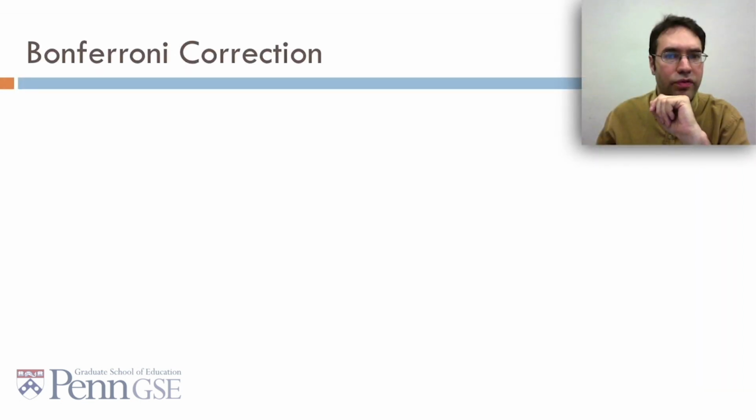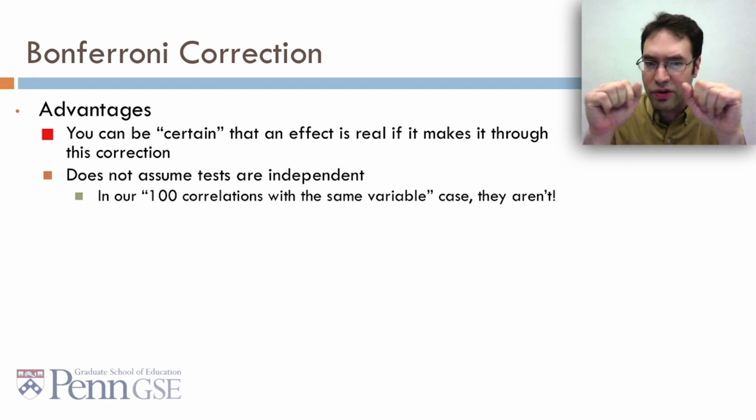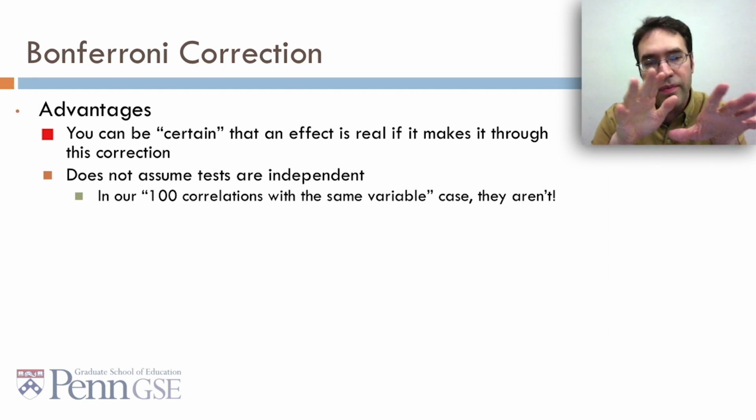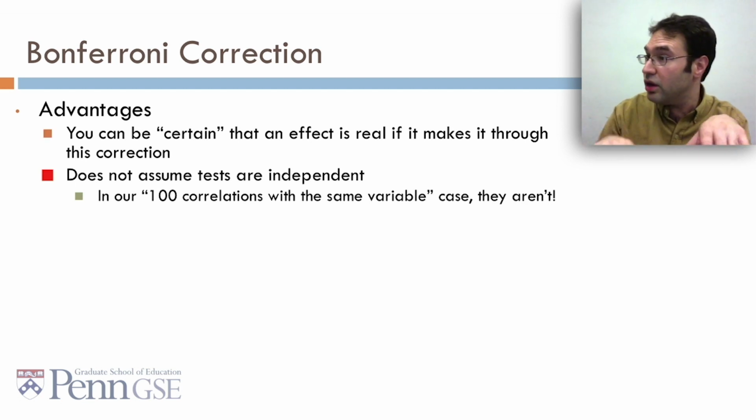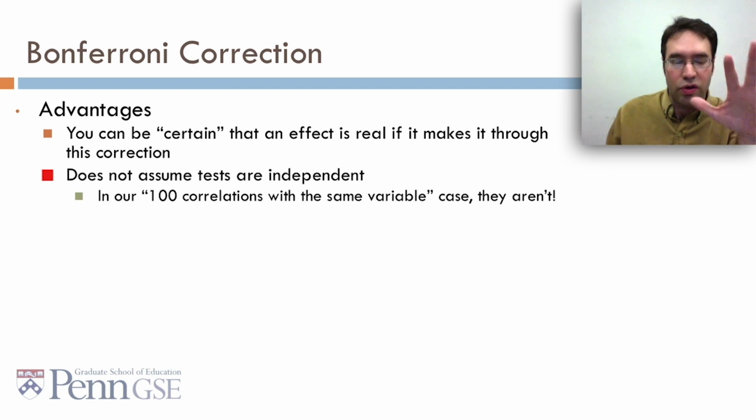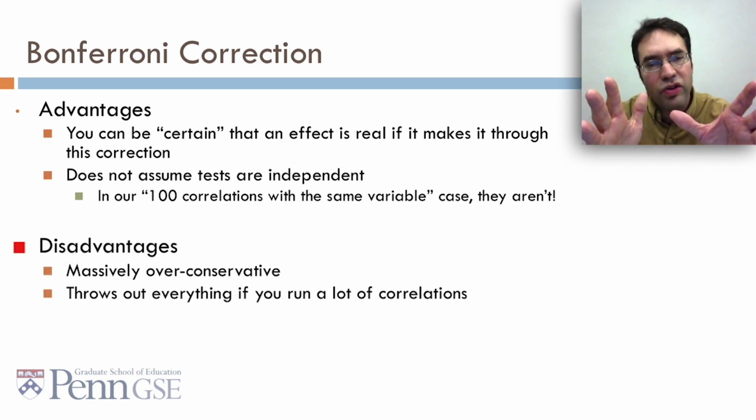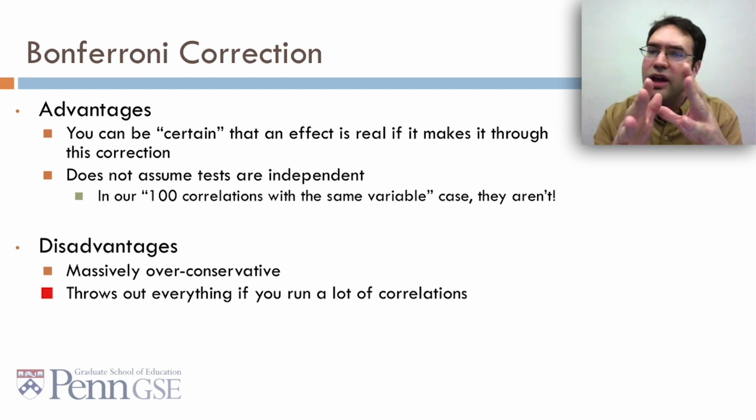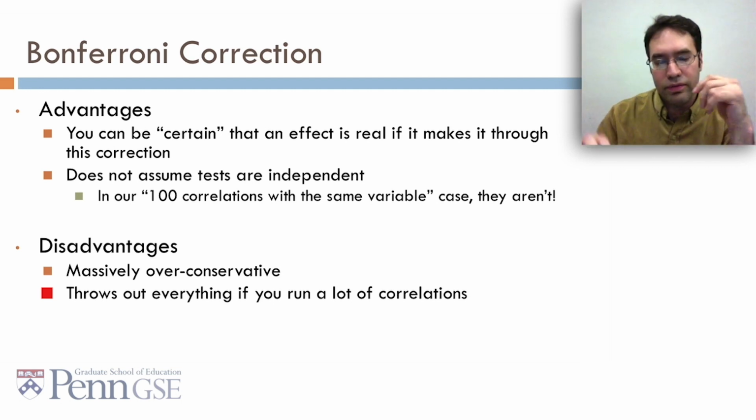Now let's talk about the Bonferroni correction. There are some advantages. First of all, you can be certain, so to speak, that an effect is real if it makes it through the correction. And it doesn't assume that tests are independent, which is good. Some variants on Bonferroni that are a little less conservative, still within the FWER paradigm, think that you have to have independent tests. The main disadvantage is it's massively over-conservative. If you do a lot of correlations, it's going to throw everything out, and a lot of genuine effects will just go into the wastepan.